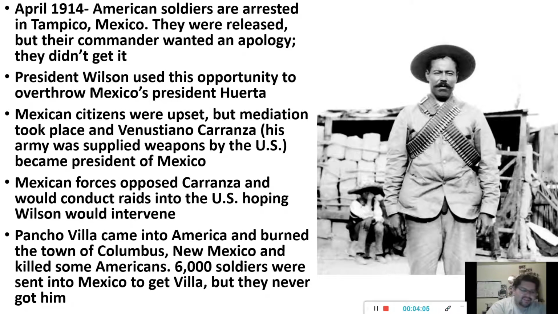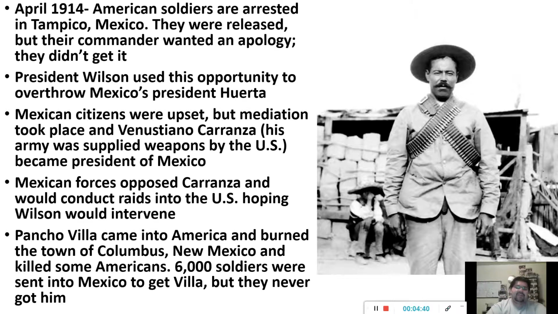Now, this was kind of a little thing that Wilson kind of wanted. This gave him an opportunity to overthrow the Mexican president, whose last name was Huerta. So they were able to oust him, and they were able to put in a person that they wanted, and his last name was Carranza. Carranza basically took over Mexico with the help of the U.S. supplying him weapons and things like that.